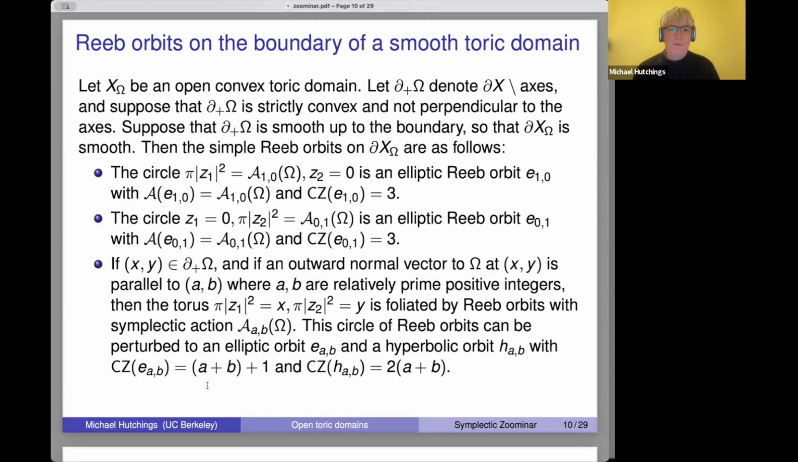So for the elliptic one, there's a typo. Imagine there's a 2 here. So the Conley-Zehnder index of E_AB is 2 times (A plus B) plus 1. And the Conley-Zehnder index of H_AB is 2 times (A plus B).